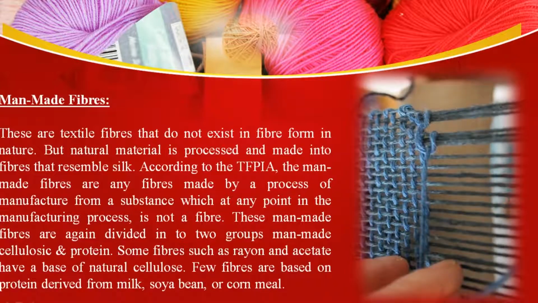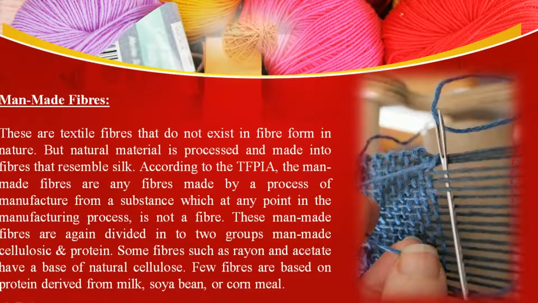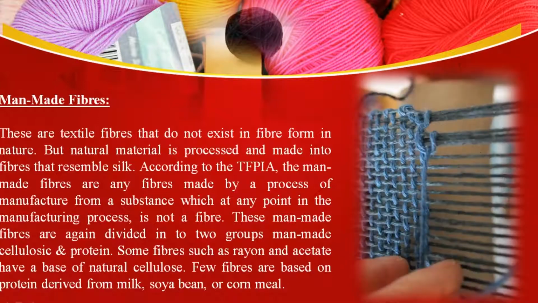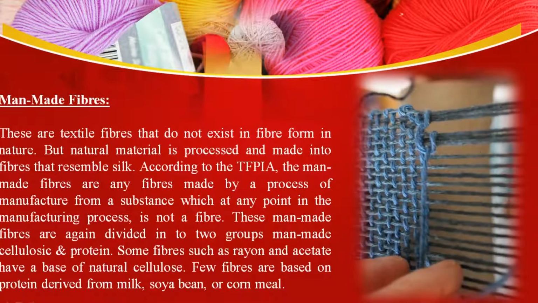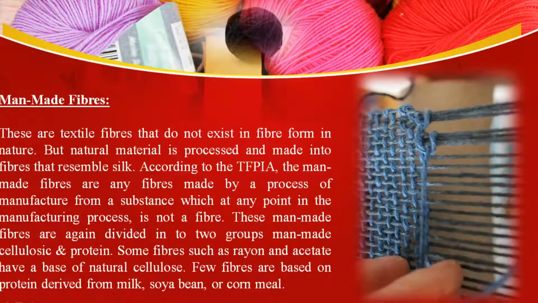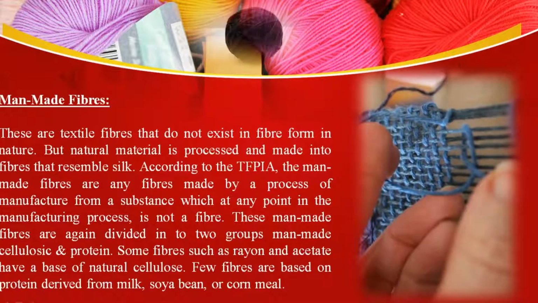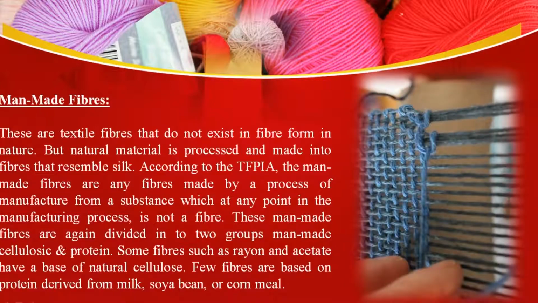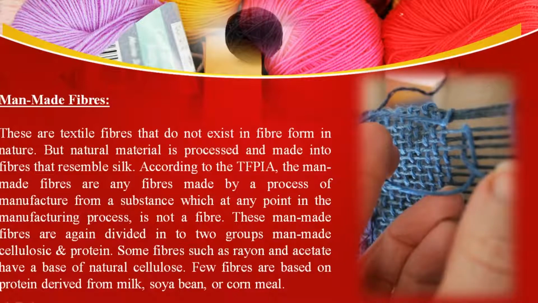Now let's discuss man-made fibers. These are textile fibers that do not exist in fiber form in nature. But natural material is processed and made into fibers that resemble silk. According to the TFPR, man-made fibers are any fibers made by a process of manufacture from a substance which at any point in the manufacturing process is not a fiber. These man-made fibers are again divided into two groups: man-made cellulosic and protein. Some fibers such as rayon and acetate have a base of natural cellulose. Few fibers are based on protein derived from milk, soybean, or corn meal.